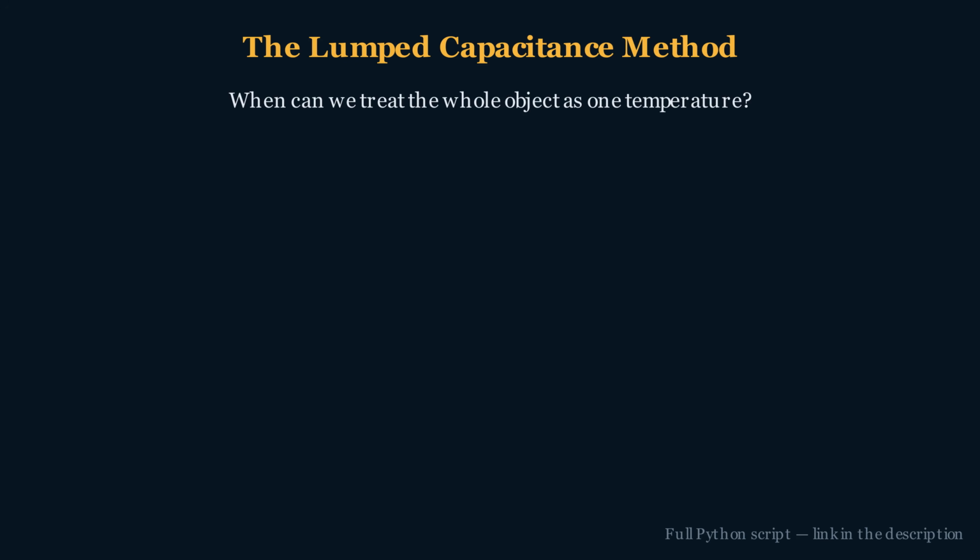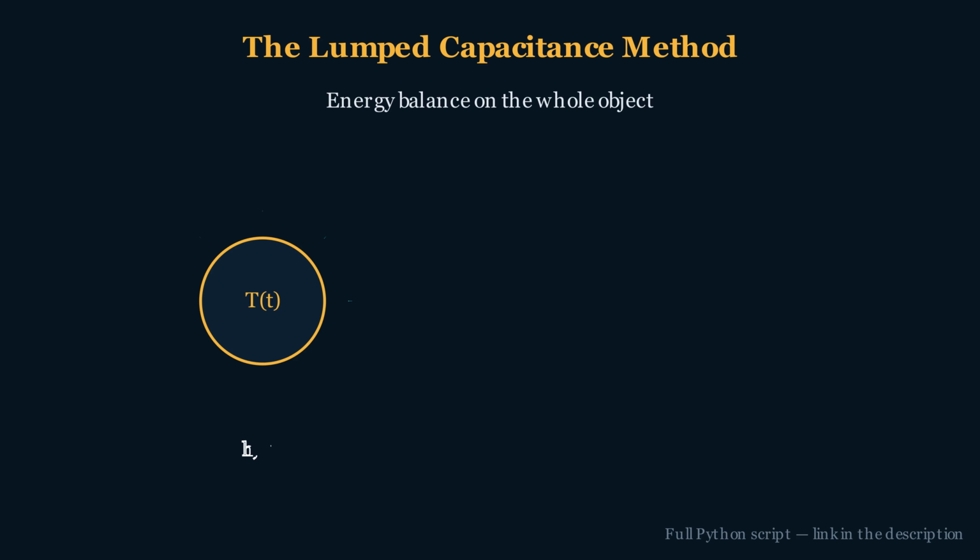Solving the full partial differential equation is overkill for small, highly conductive objects like a thermocouple bead, or a small steel ball being quenched. If conduction inside the object is fast compared to convection at its surface, the whole object cools almost uniformly. We can treat it as a single lump with one temperature. The energy balance is simple: heat leaving by convection from the surface area A equals the rate of internal energy decrease, where V is the object's volume. Both sides have units of watts.